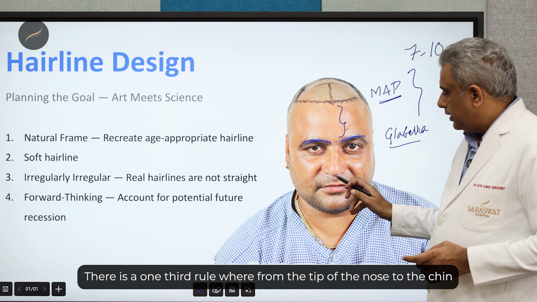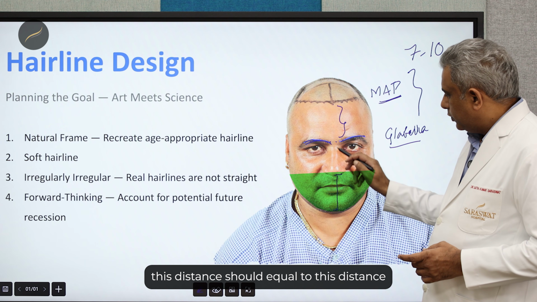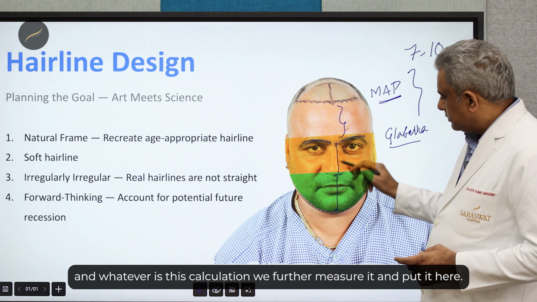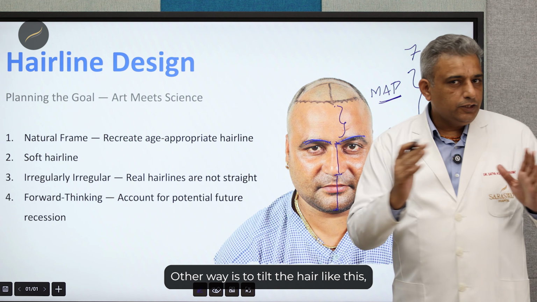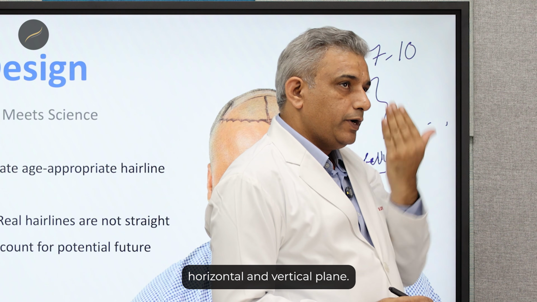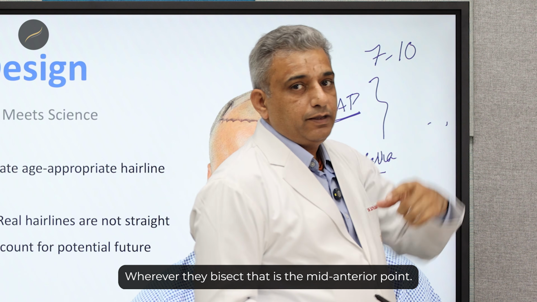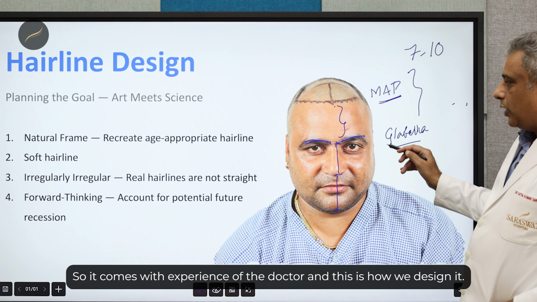There is a 1/3 rule where from the tip of the nose to the chin, this distance should equal this distance, and whatever this calculation is, we further measure it and put it here. Another way is to tilt the head like this, put a scale over here and here, horizontal and vertical plane. Wherever they bisect, that is the mid-anterior point. So it comes with the experience of the doctor, and this is how we design it.